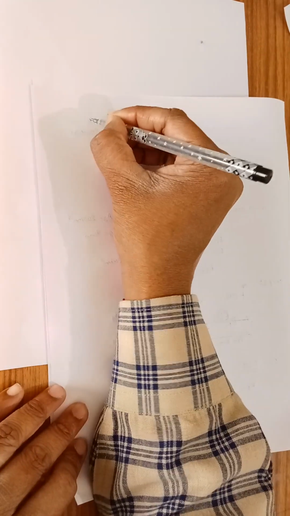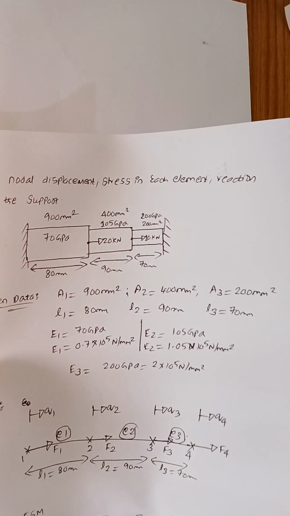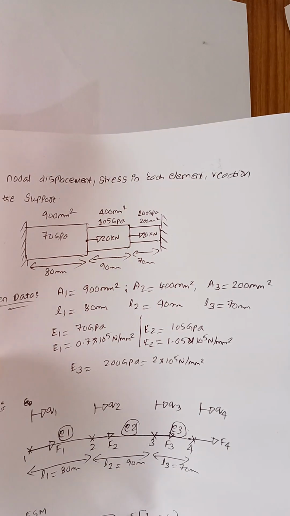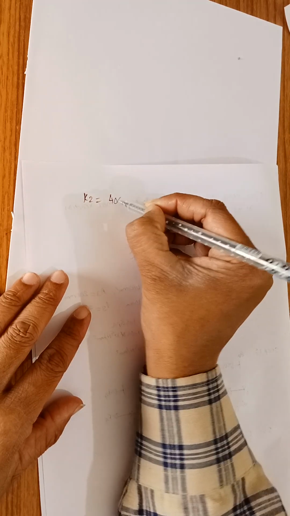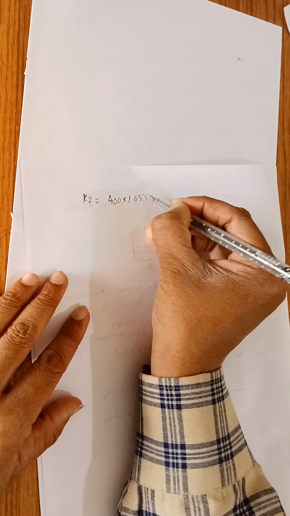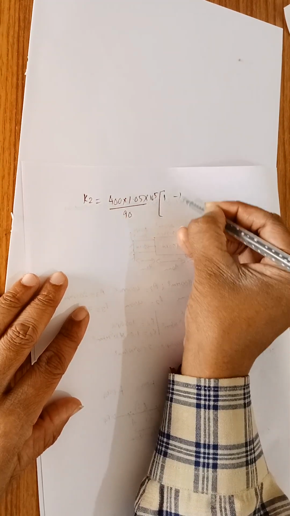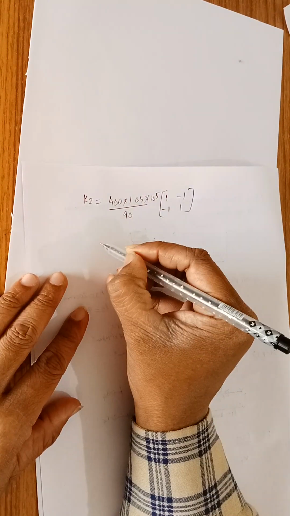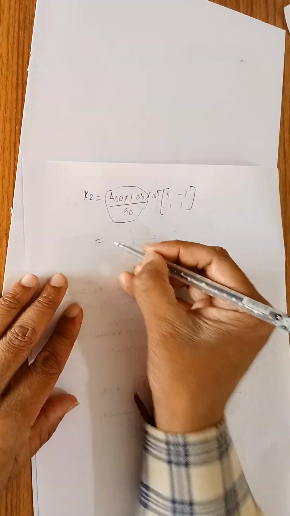K2 is nothing but A2 times E2 over L2. How much is A2? You can see it is clearly mentioned: A2 is 400 and A3 is 200, L2 and L3 are 90 and 70, and E2, E3 are also given, 1.05 and 2. Now A is 400, E2 is 1.05 into 10 raised to 5, L2 is 90, and the matrix 1, minus 1, minus 1 and 1. Upon simplification, I'll get 4.667.